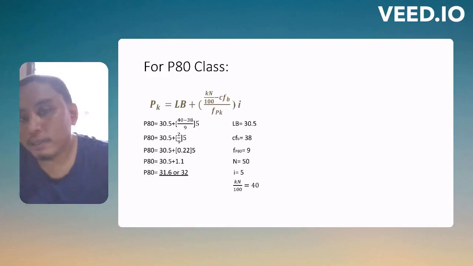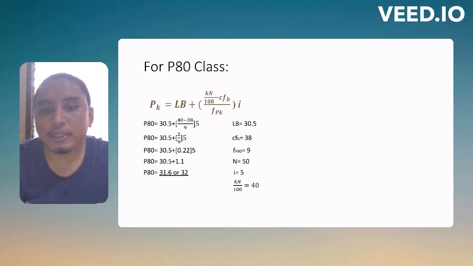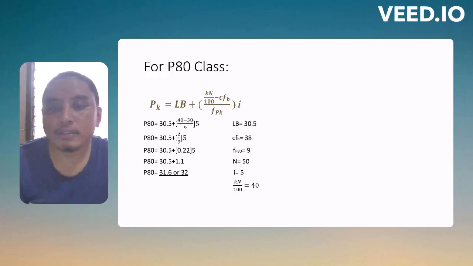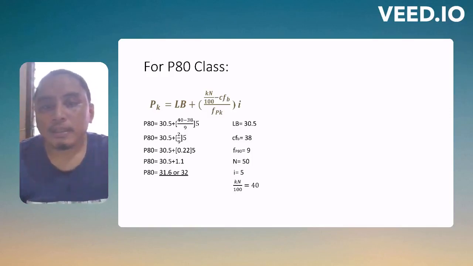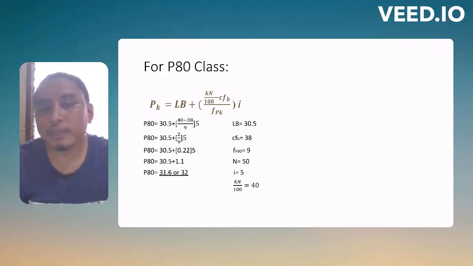So this is the formula for the P80. P80 is equal to 30.5 plus 40 minus 38 over 9 multiplied by 5. So P80 is equal to 30.5 plus 2 over 9 multiplied by 5. So P80 is equal to 30.5 plus 0.22 multiplied by 5. So 30.5 plus 1.1 is equal to 31.6, or we can round it up to 32. So our P80 here is 32.